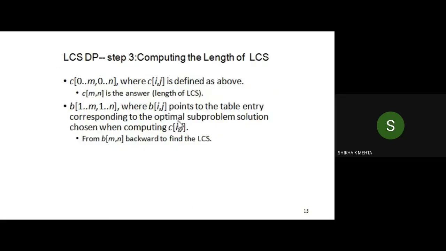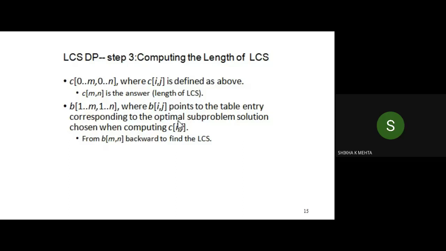So that is computing the length. We have filled the table using this formula, and then Cmn will be the answer for the length of the sequence. Then we have to find the sequence, as we did previously. Once we have filled the table, we know the length; let's say the maximum length is 2. Then what are the two characters that form that sequence, and in what order?